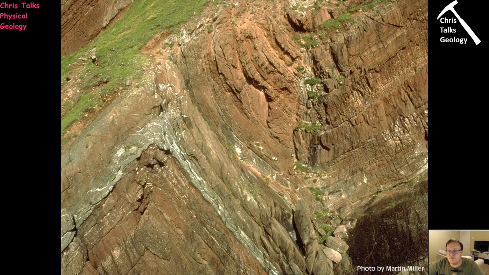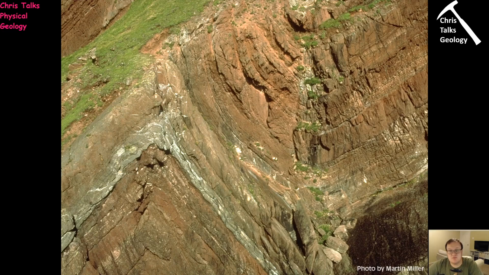Alright, so we finished part 2 with this picture. I think we can probably all see what's going on here. So remember, in this picture we have two structures. One is an anticline, one is a syncline. So remember, an anticline is going to form an arch and a syncline is going to form a trough.